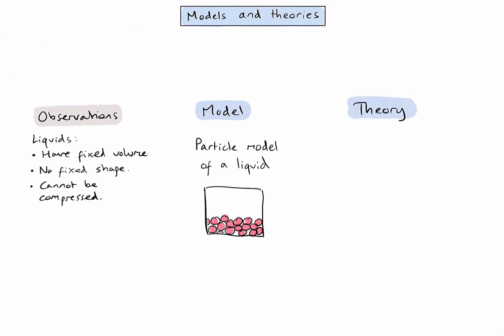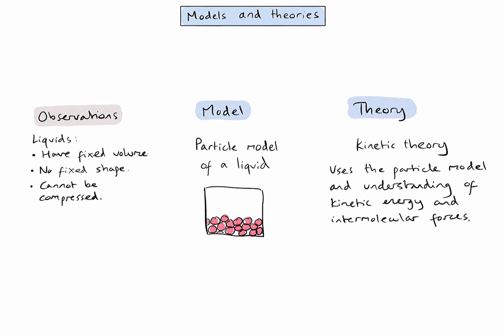Of course, this diagram actually is not useful unless we have an accompanying explanation. And in this case, we would consider kinetic theory as being the explanation we're looking for. This uses the particle model we've just drawn alongside an understanding of things like kinetic energy and intermolecular forces to actually be able to explain the observations. Let's consider a second example.